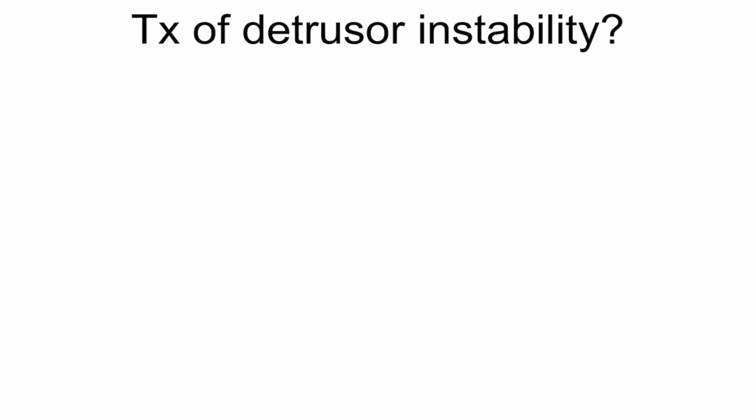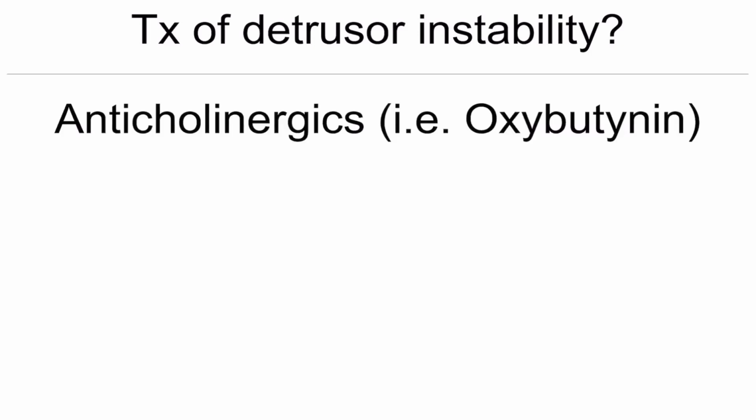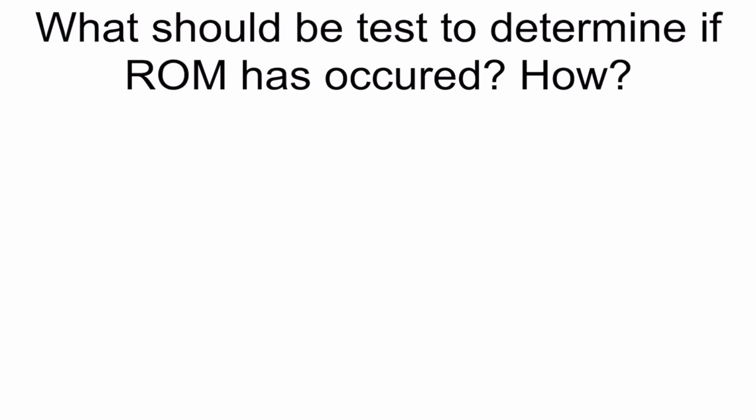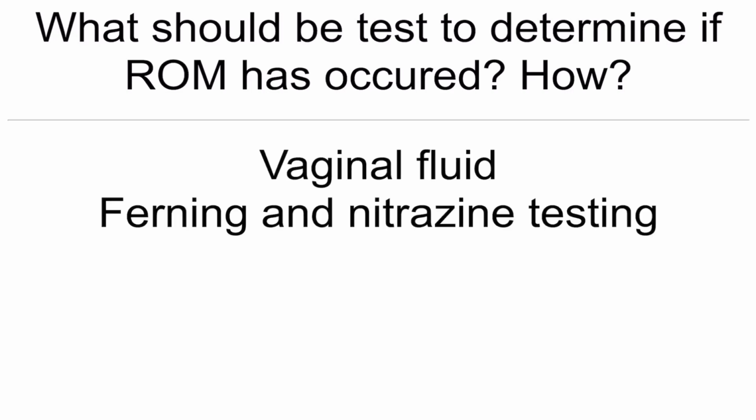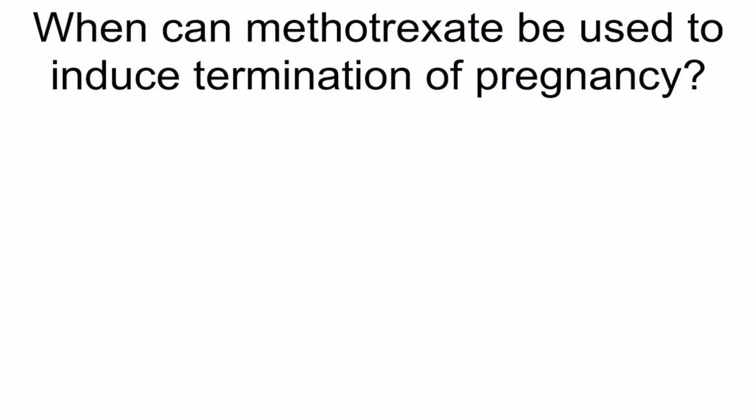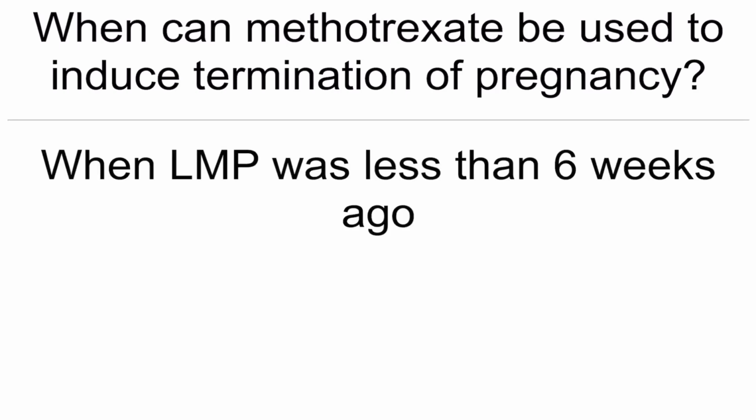Treatment for detrusor instability. Anticholinergics, especially oxybutynin. What should be tested to determine if rupture of membranes has occurred, and how? Vaginal fluid, ferning, and nitrazine testing. When can methotrexate be used to induce termination of pregnancy? When last menstrual period was less than 6 weeks ago.